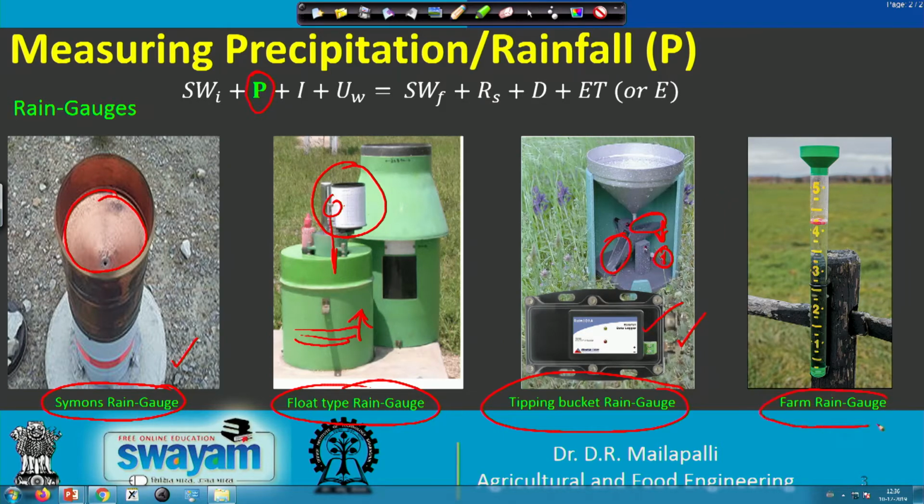There is also a simple rain gauge, the form rain gauge. It contains a transparent cylinder, and at the top there is a collector. This is already calibrated, so there are measuring marks. This will be attached to a fence, and the amount of water collected will be clearly seen through these marks. These are the measurements, and this will be recorded accordingly.